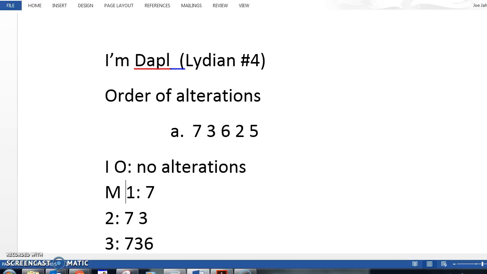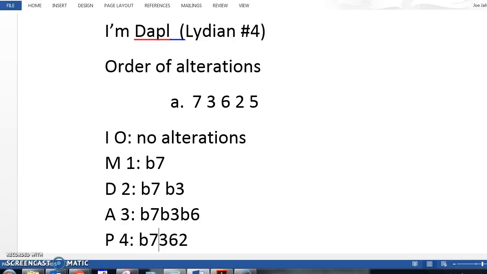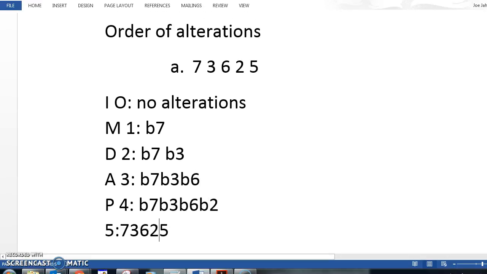The M stands for Mixolydian, has 1 alteration, and that would be a flat 7. The D is Dorian. It has 2 alterations. It has the flat 7 and the flat 3. The A is Aeolian, which has 3 alterations, flat 7, flat 3, flat 6. The P is Phrygian, has 4 alterations, flat 7, flat 3, flat 6, flat 2. And the L is Locrian, which has 5 alterations, flat 7, 3, 6, 2, 5.